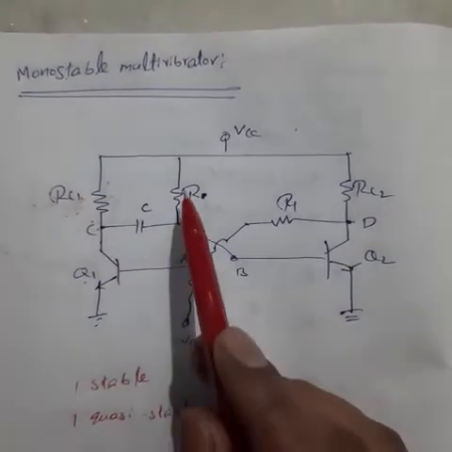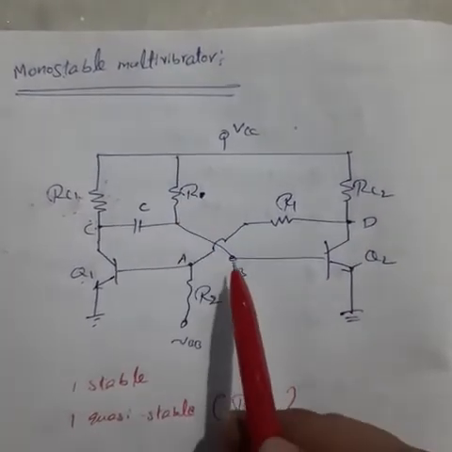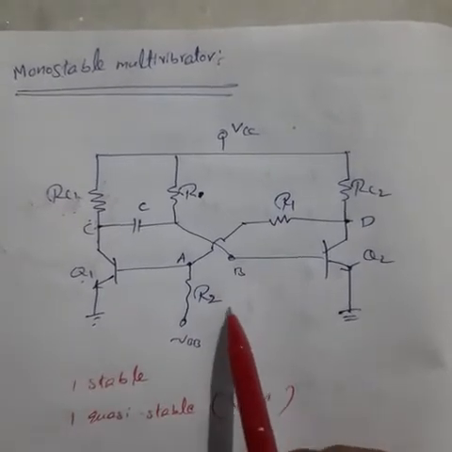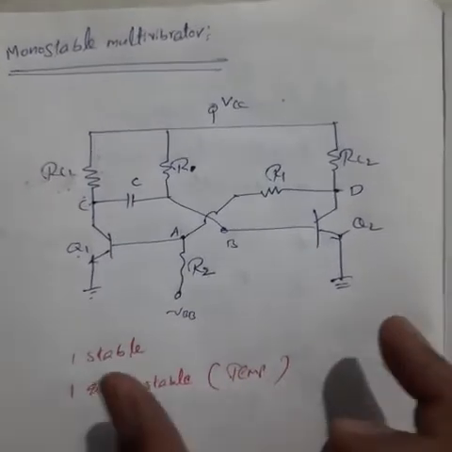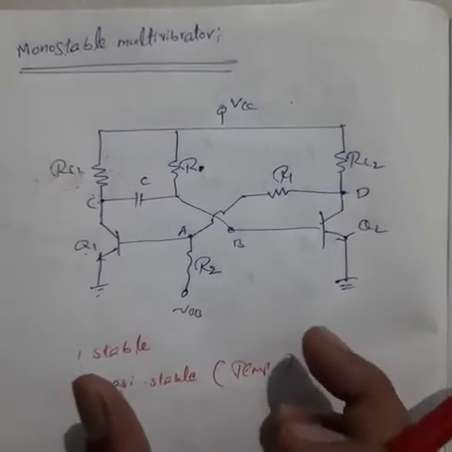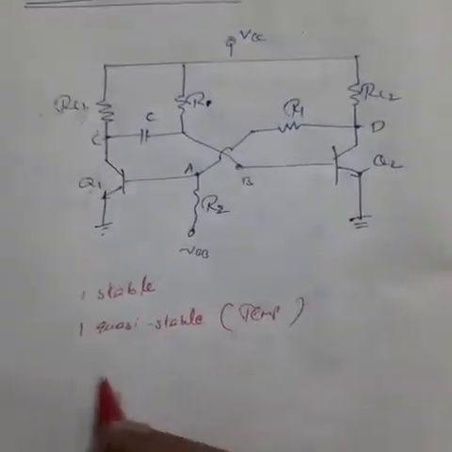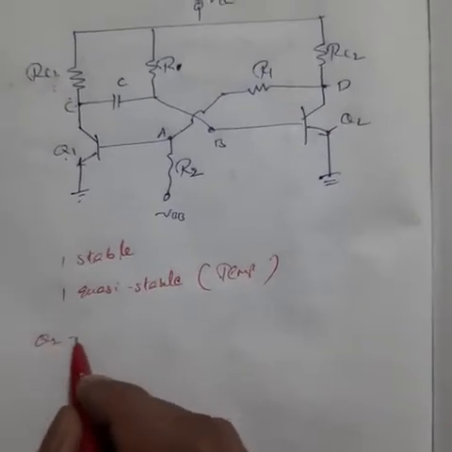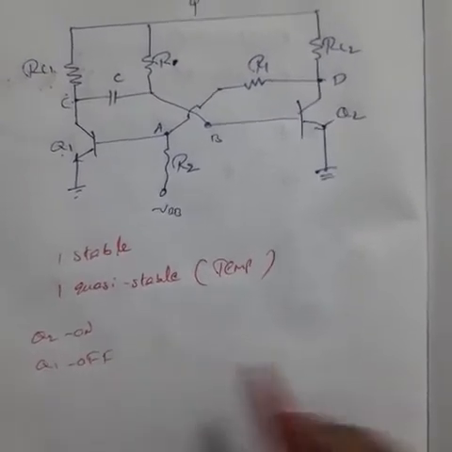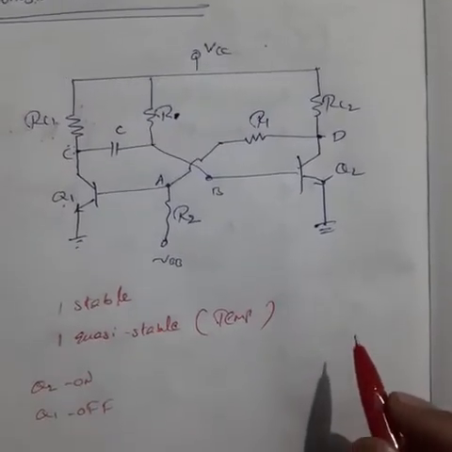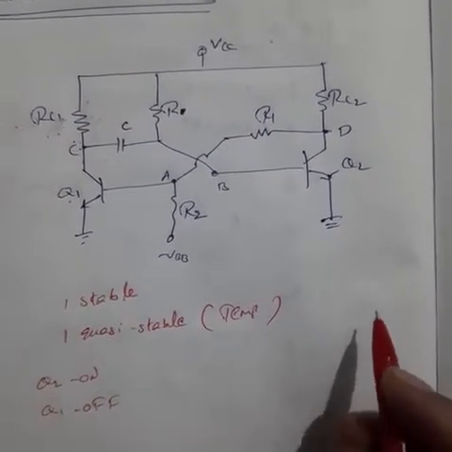One capacitor and one resistor are added, and here this resistor is removed. R2 is removed from the base of Q2. Okay, this is the diagram of the monostable multivibrator. So let us assume Q2 is on and Q1 is off. First case, Q2 is on, Q1 is off.